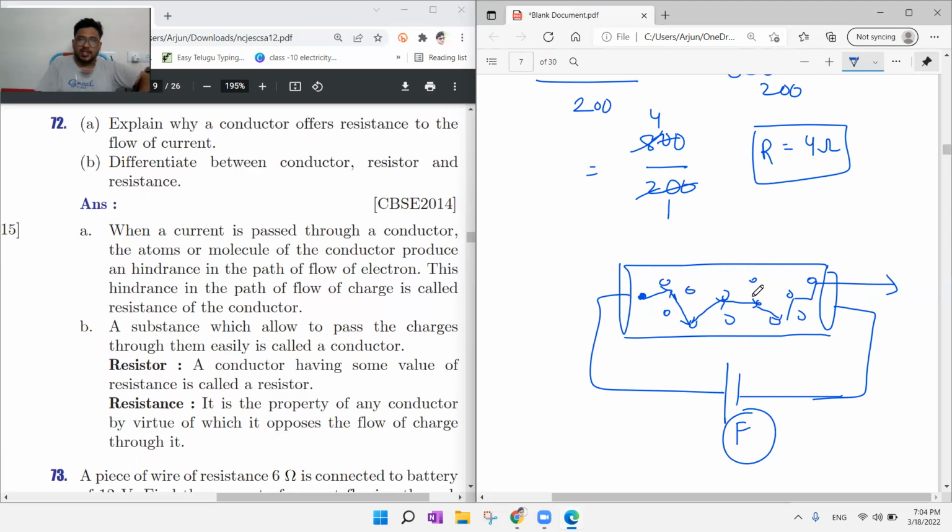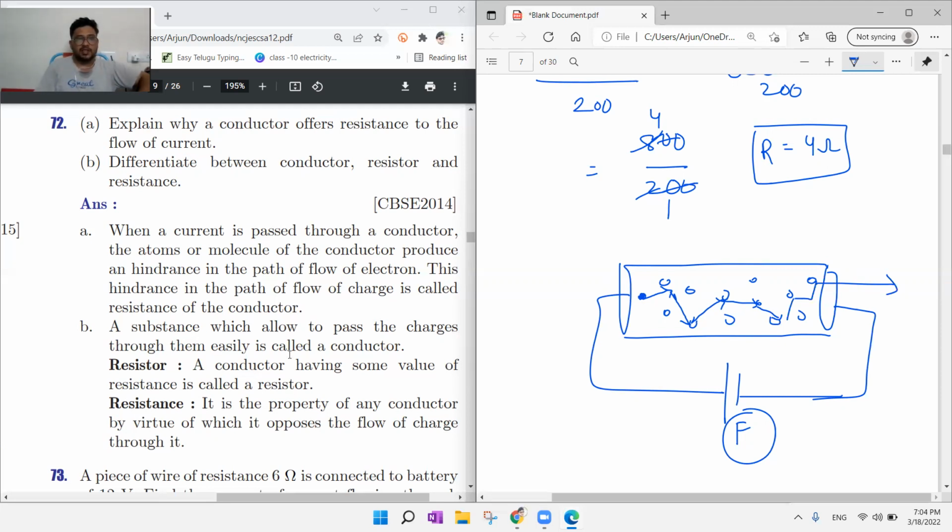If there are the least number of atoms, resistance will be least. If there are more atoms, there will be more collisions. If there are more collisions, there will be huge resistance. Now they ask, what is the difference between conductor, resistor and resistance?